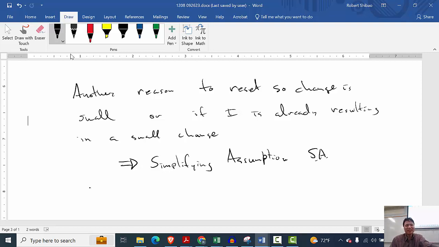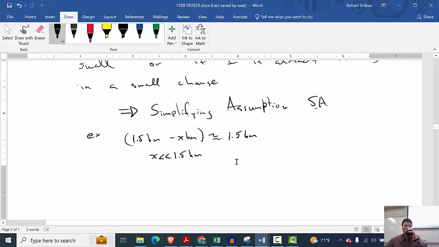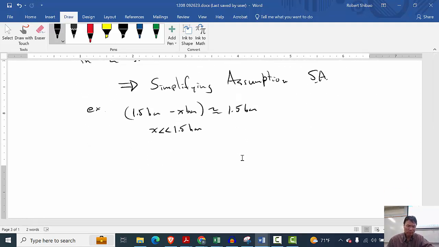The simplifying assumption is like this. Let's say I start off with 1.5 bar and I lose a little bit. And the amount that I lose is very, very small compared to 1.5 bar. And so I'm going to say that x is much smaller than 1.5 bar. Then 1.5 bar minus x bar is just going to be about equal to 1.5 bar. And that's going to make the math a little bit easier. So we're going to apply the simplifying assumption to the last problem.